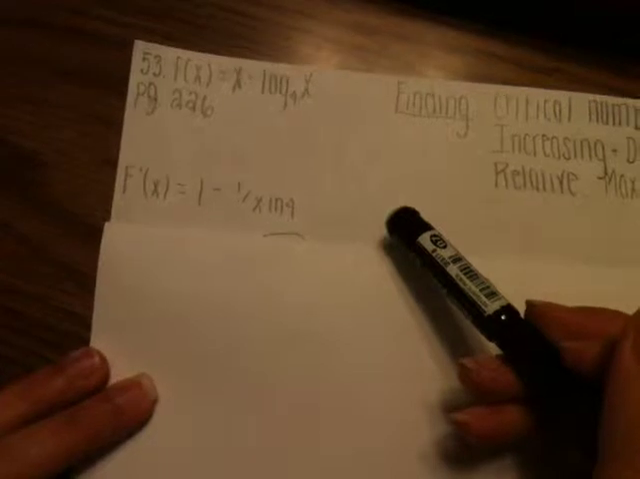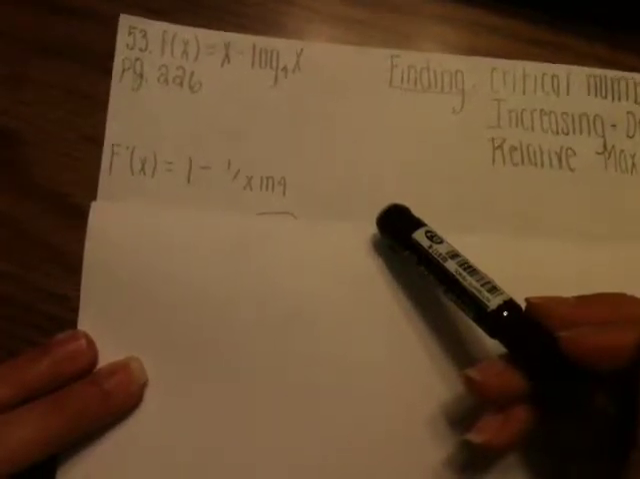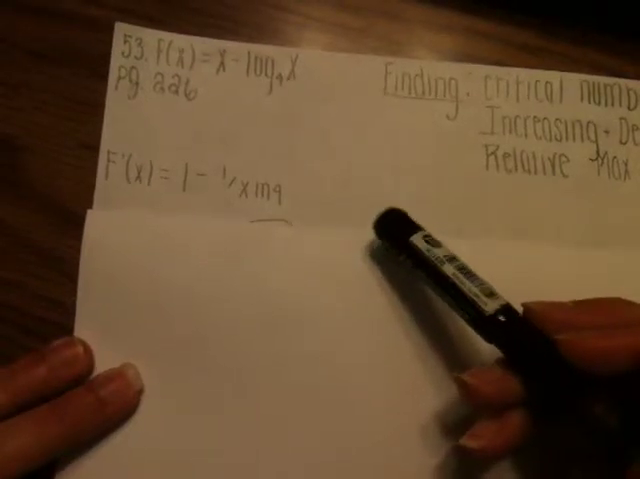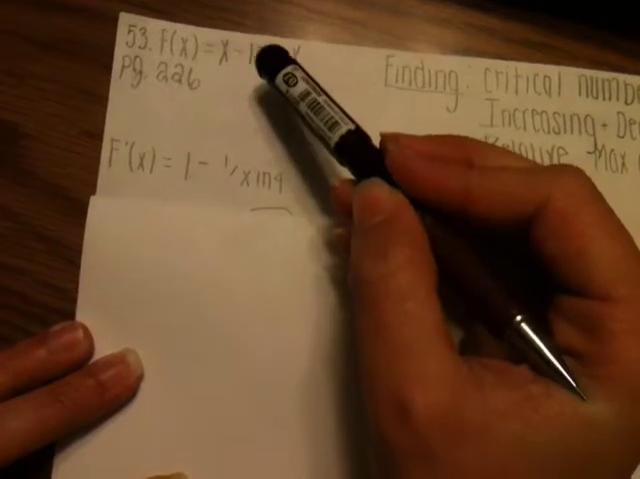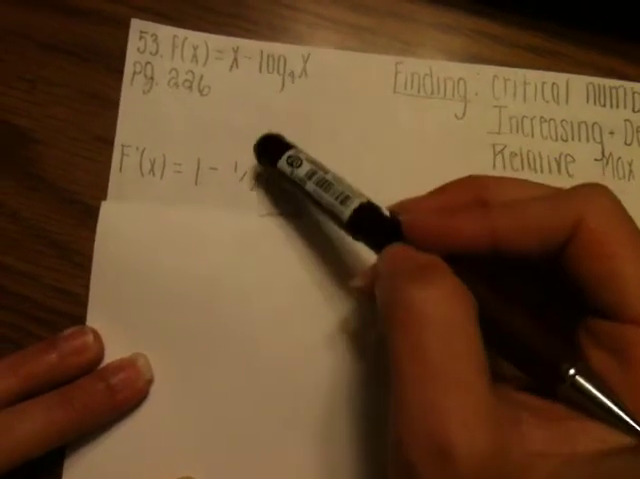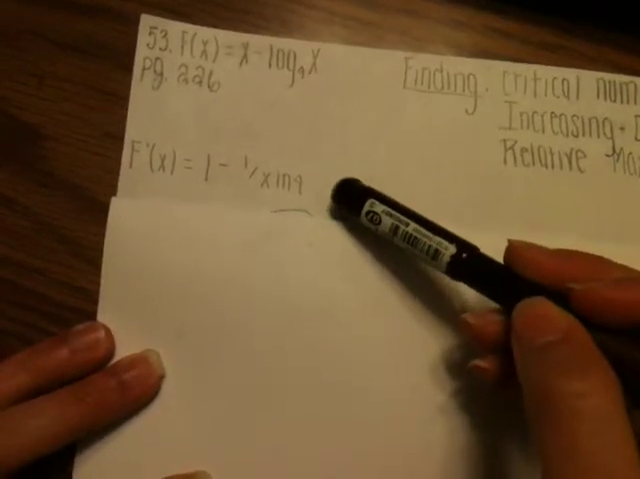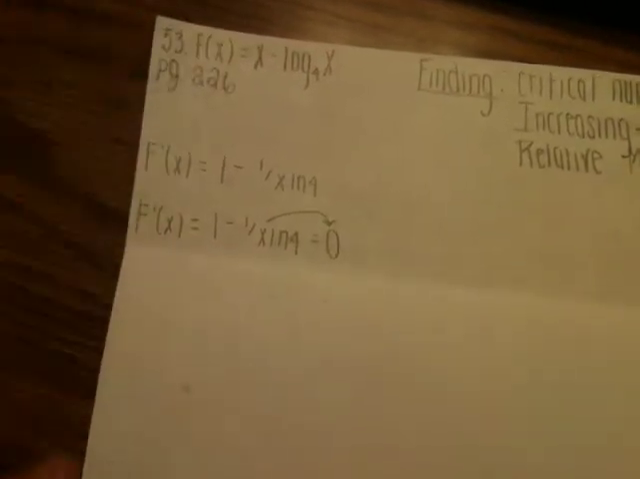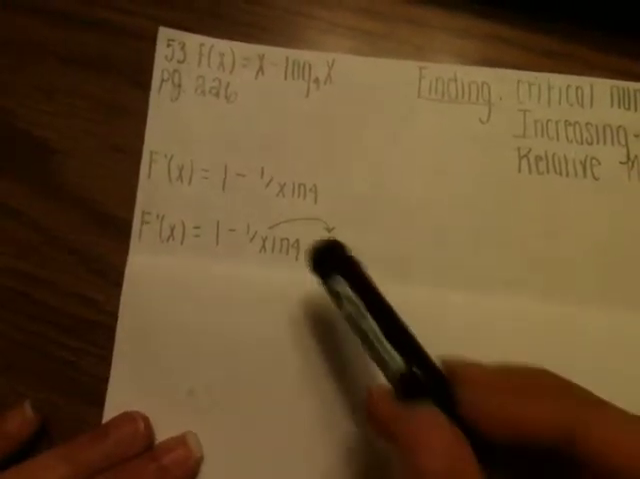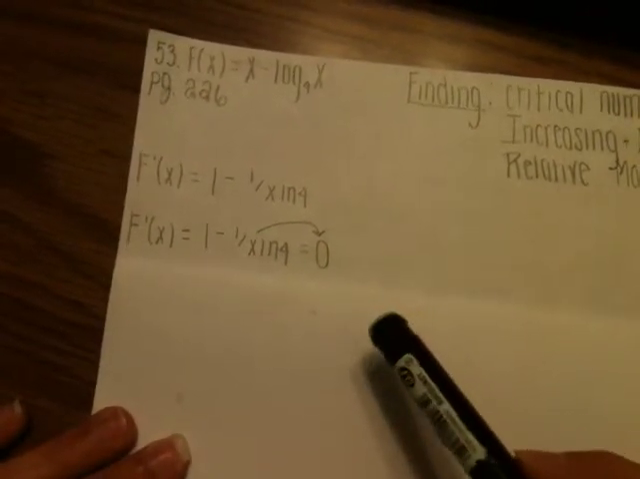If you do not remember the derivative of x or log, you can refer to the front of the book. The derivative of x is always 1 minus the derivative of log base of 4x, which comes out to be 1 divided by x times the natural log of 4. The next step is setting the first derivative equal to 0 because you are trying to find the critical numbers.